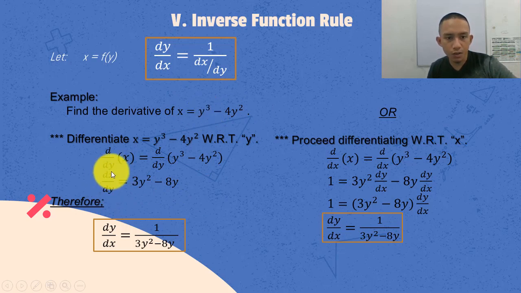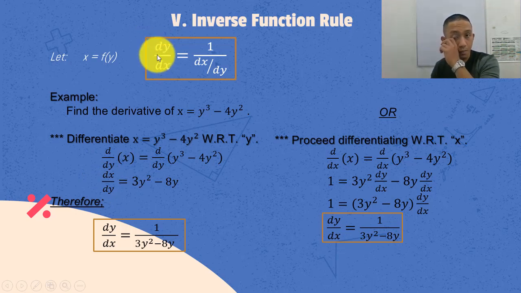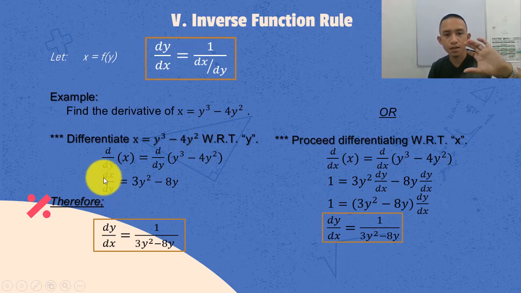But that is not what we need, because that is not what is being asked. What is being asked is for us to find your dy dx, or y prime. So what will I do? I will make use of your inverse function rule. What I have is dx dy. I will just flip that one. If you say flip, I will just get the reciprocal of that. So if I reciprocate this one, I will reciprocate this one also.